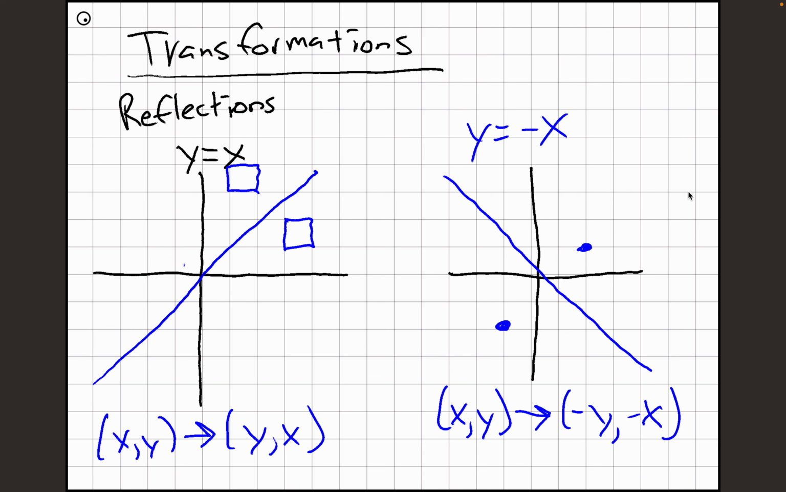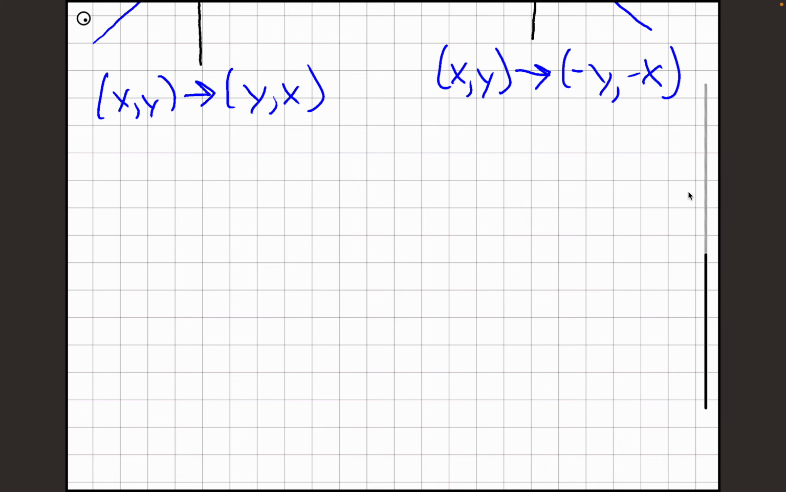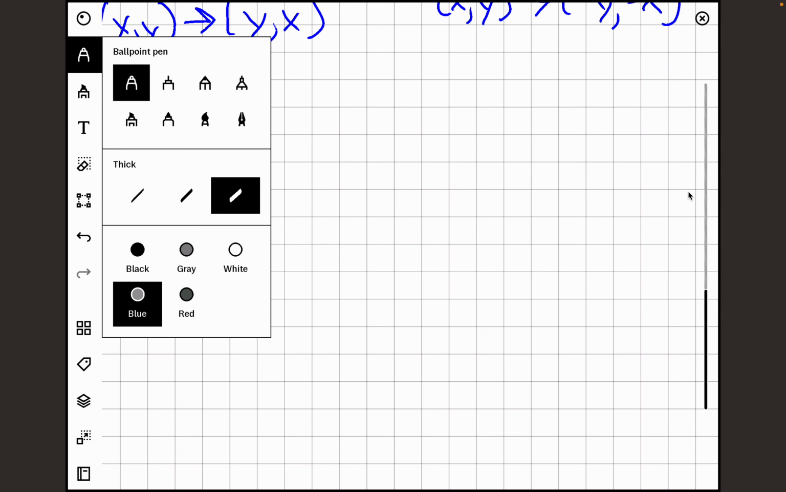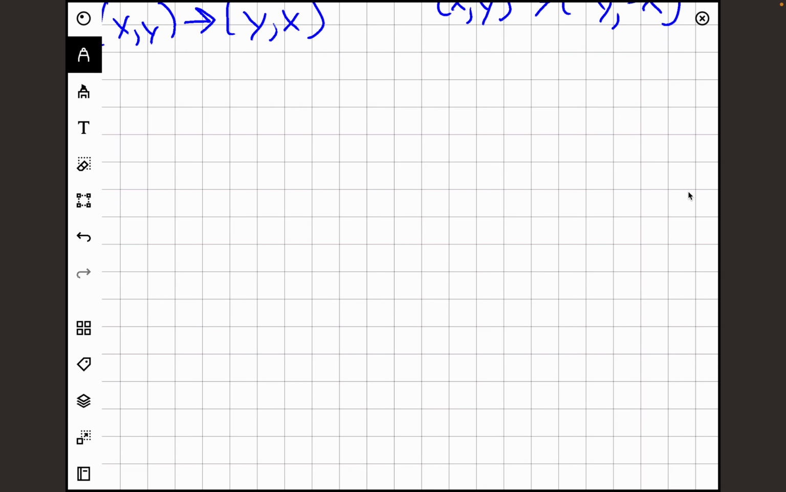Yep. x and y flip, and then they both become negative, or if it's negative, it becomes positive. That's with reflections. That ends reflections. Now let's go to our new topic. We're still continuing with transformations.